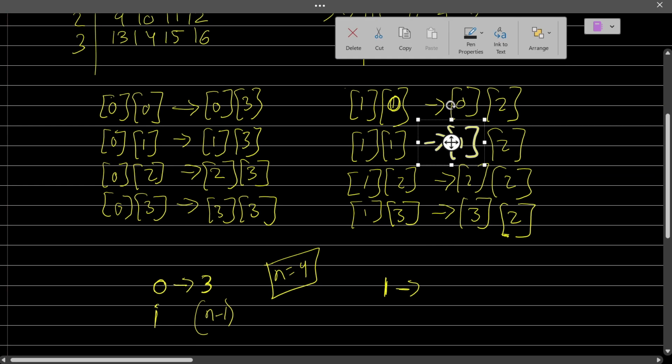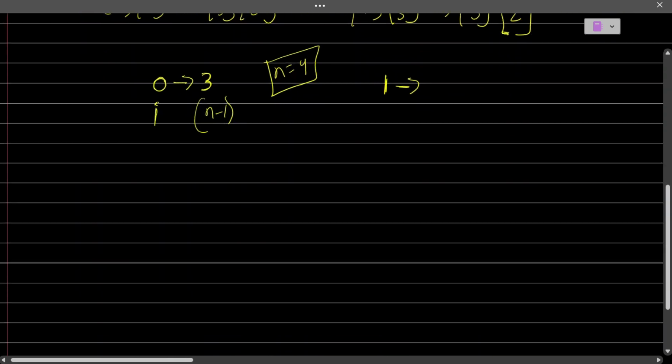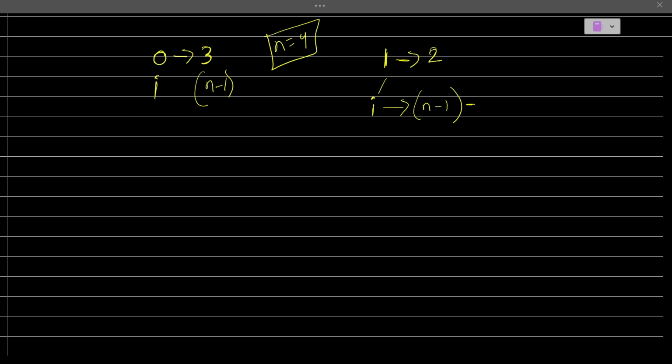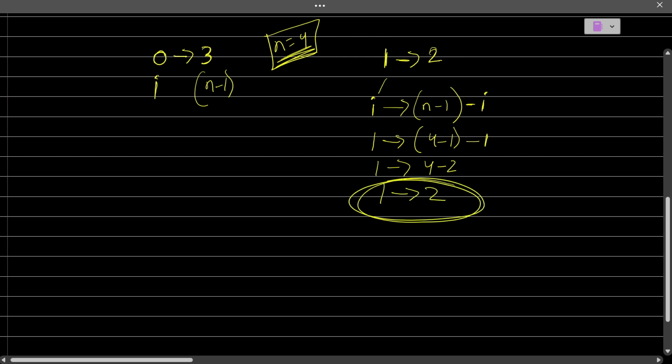Then with the help of this, I can say 1 is at the second last index, so the first row was at the second last index. How could I write this? I say this is I, and this is n minus 1 minus I. Let's try this. I say 1 is I, we know n is equal to 4, then 4 minus 1 minus 1, it will be 4 minus 2, and we have got this. This is how we got it.